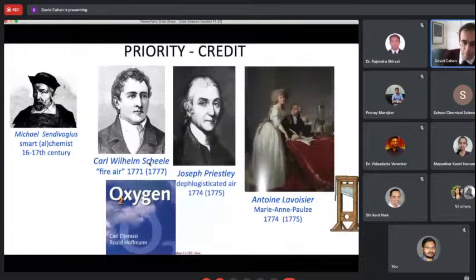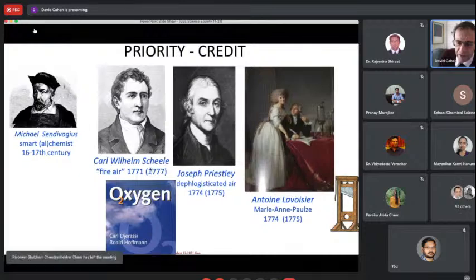So, an alchemist who preceded all the major actors, Sendivogius, was the first to notice that there was a substance in air that was more active towards fire than the rest. And then we have the three principals that also appear in the play: Scheele, Priestley, and Lavoisier. Scheele was a pharmacist in Sweden, and he discovered what he called fire air. Priestley, an English experimenter, found what he called dephlogisticated air. They both shared their findings with Lavoisier, Antoine Lavoisier, once in writing and once by visiting.